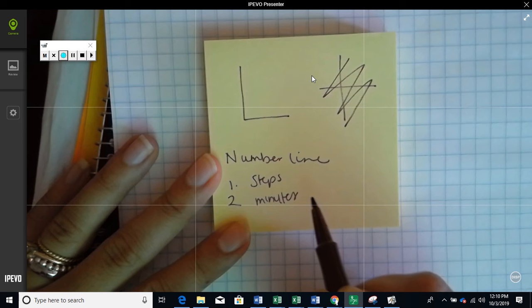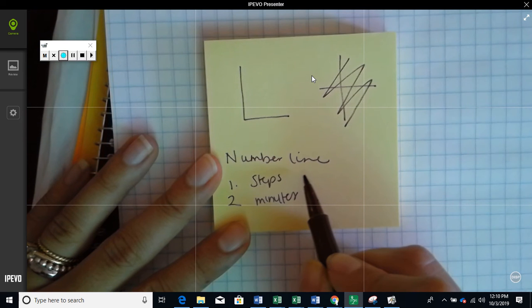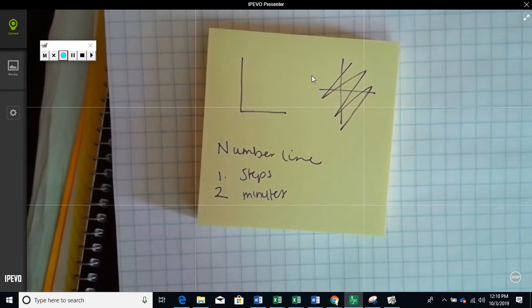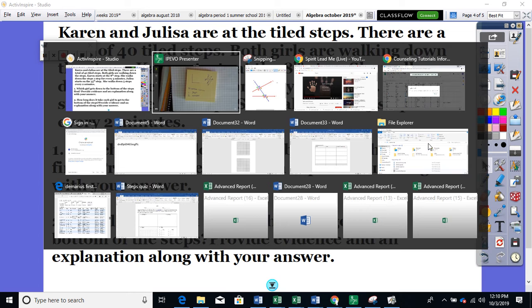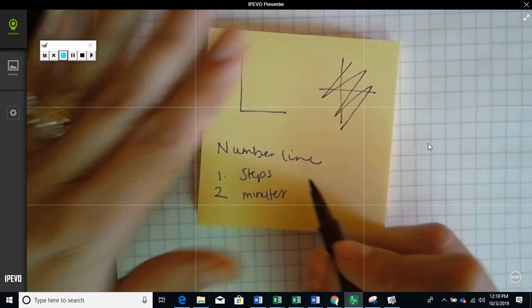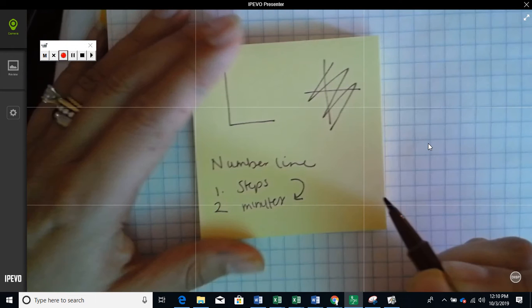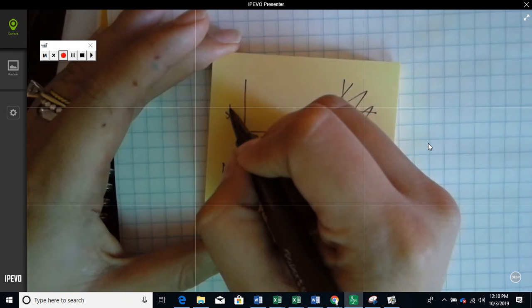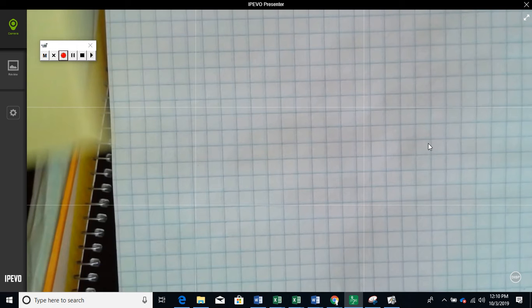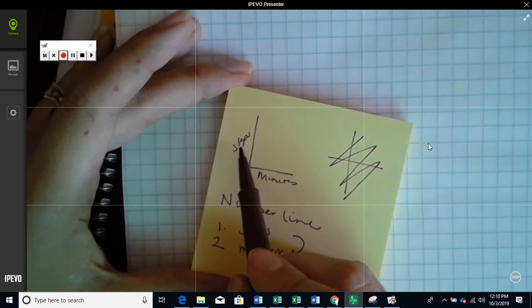Okay. So here in this problem, we ask ourselves, does the number of steps depend on the number of minutes, or does the number of minutes depend on the steps? Because it tells us in the problem that they walk down so many steps per minute, that means the number of steps depends on the number of minutes. So that means our minutes go here and our steps go here. Okay, because the number of steps depends on the number of minutes.